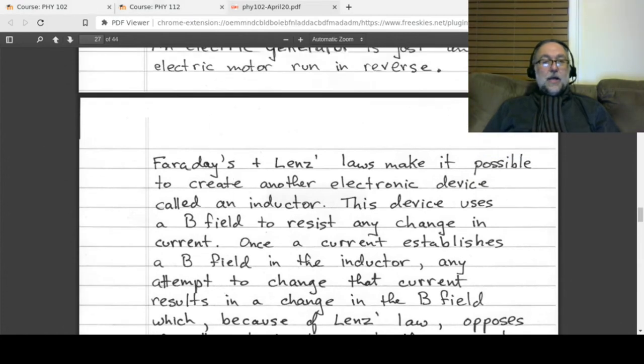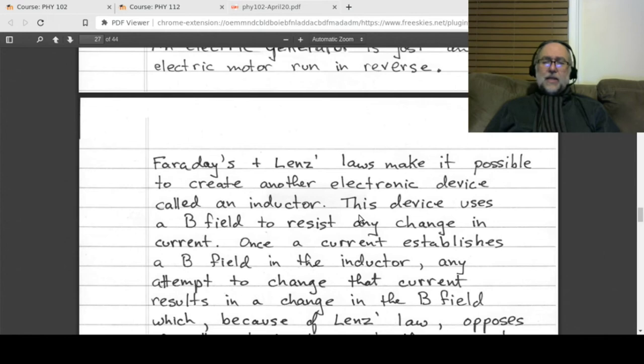So, last topic with magnetism: Faraday's law, together with Lenz's law. The two really are not separated. Faraday's law says that the changing flux creates a potential, and Lenz's law just says what direction that potential is in. But the two together actually make it possible to create yet another device known as an inductor, and that's what we're going to study to the end of this video.